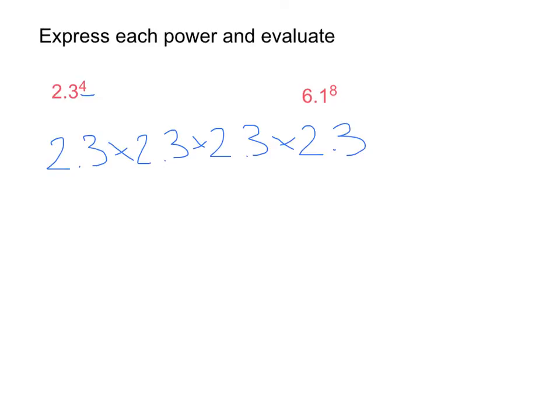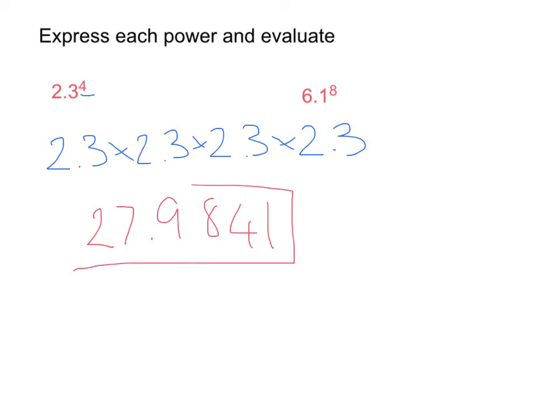Now I can do this manually, or I can calculate it. So I can go 2.3 times 2.3 and then continue to multiply it, and I'll end up with an answer. The answer I end up with is 27.9841, and that would be my evaluation. So I've evaluated it. I expressed it first, and then I evaluated it.